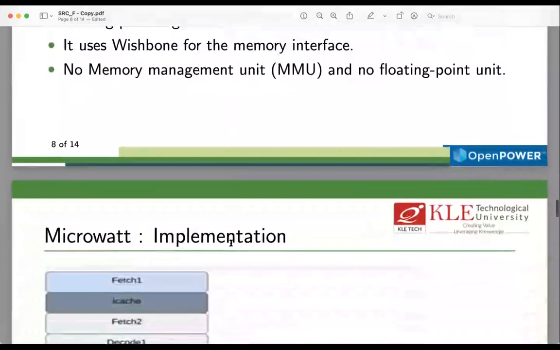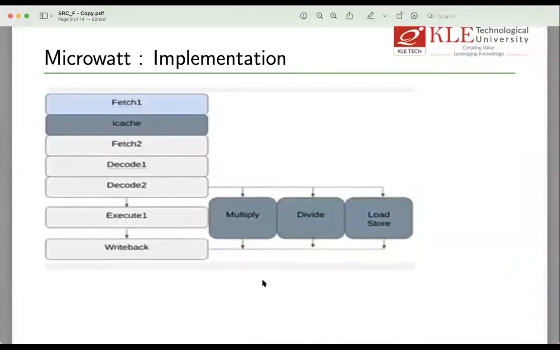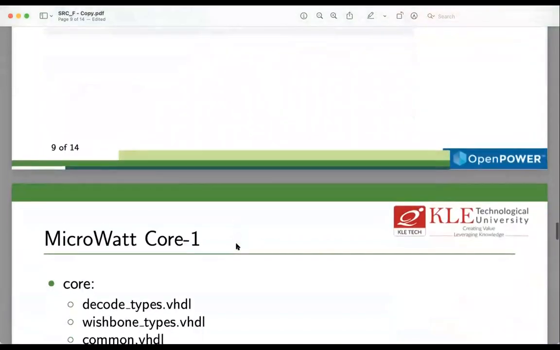Okay, so this is how Microwatt is implemented. This is the diagram. You have fetch 1, cycle, then I cache, fetch 2, decode 1, decode 2, execute 1, write back, and then you can do multiply, divide, load, store. Not very complicated, but this is how it is implemented.